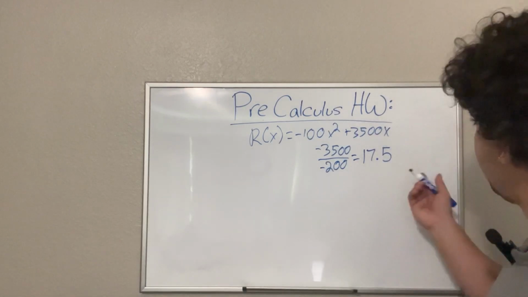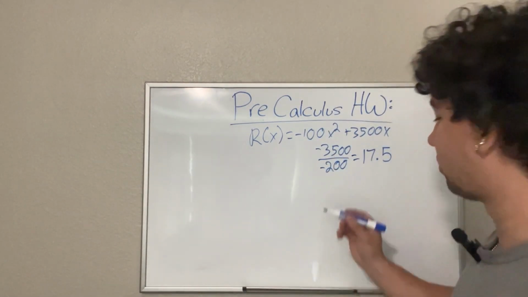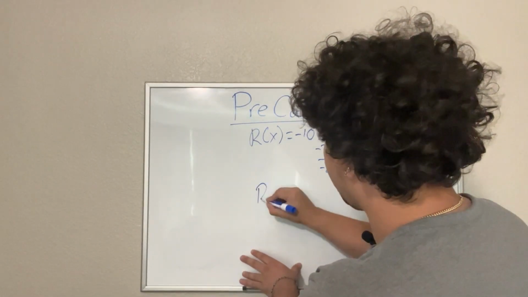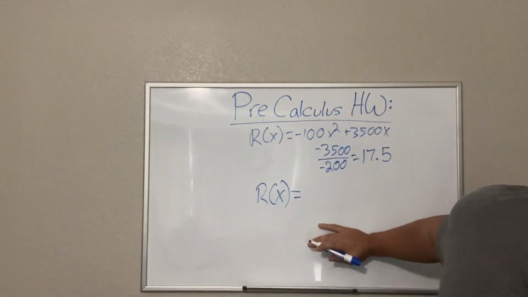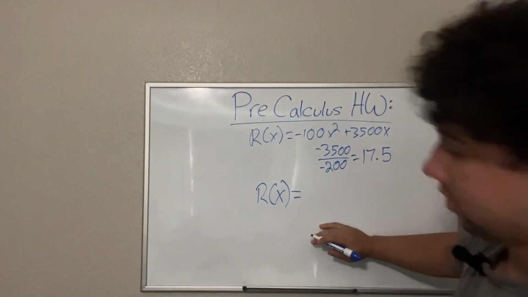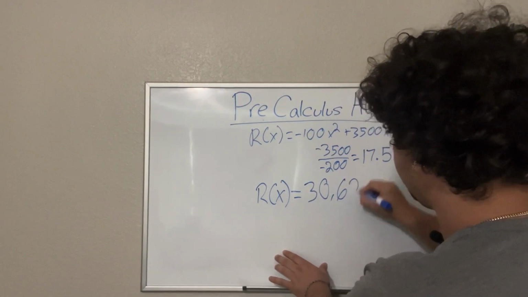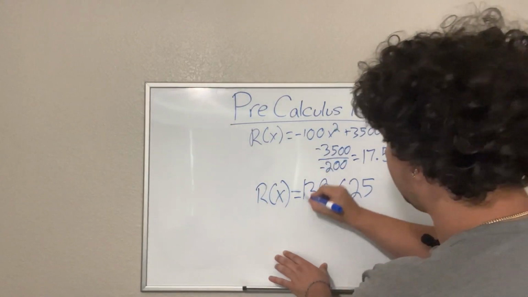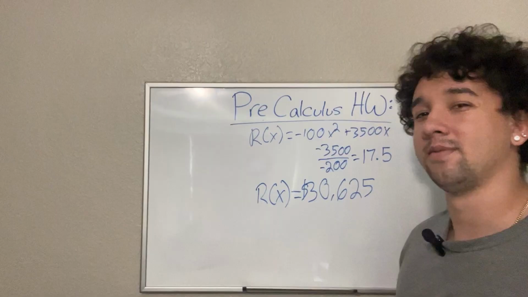And then how would I find how much revenue I make? Well, I would simply plug that back into the equation. And that is all calculator stuff, yielding us a total return of, in this case, $30,625. And that's how you solve that one. On to our final one.